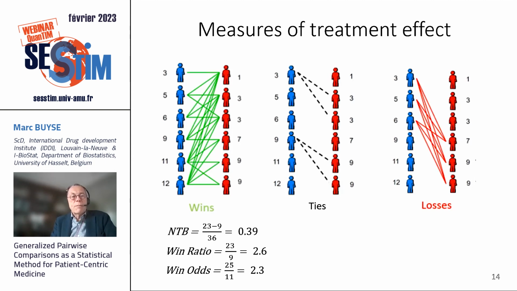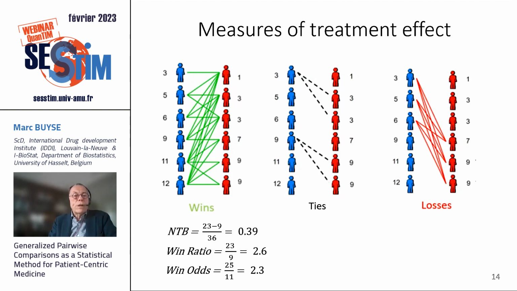Then we have 9 such pairs. And then we look at the ties. There are 4 ties. So we have 36 pairs in total, 6 by 6, multiplied by 6, that's 36. And then 23 wins minus 9 losses, that's equal to 14 divided by 36. That's a net benefit of 0.39.